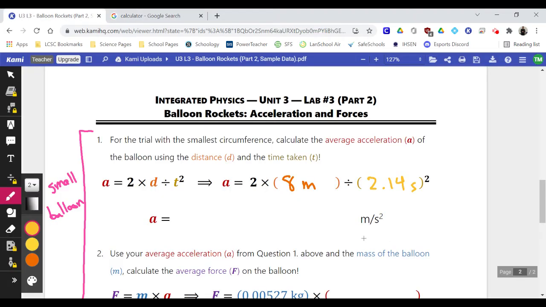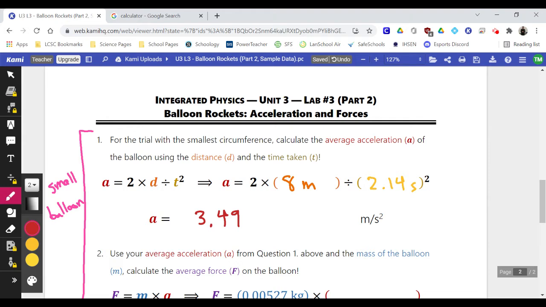So I'm going to jump back over to here. Our acceleration is going to be about 3.49. Our unit for acceleration is meters per second squared. So that's how many meters per second the speed is changing per second. Meters per second per second is meters per second squared.